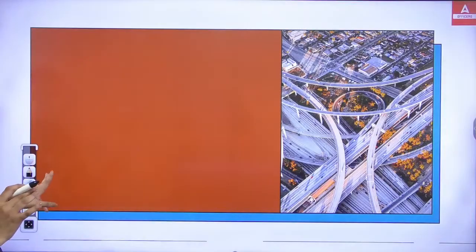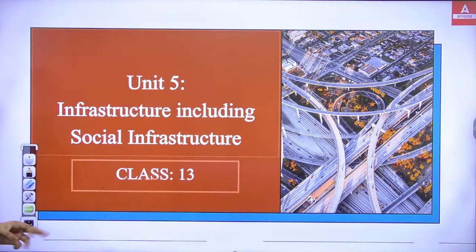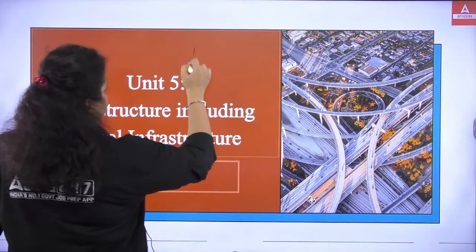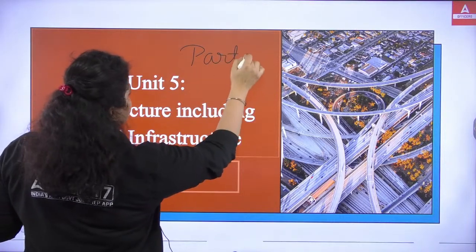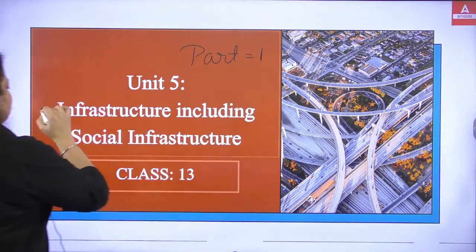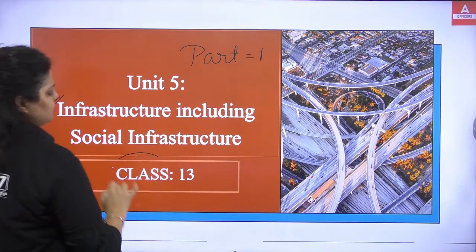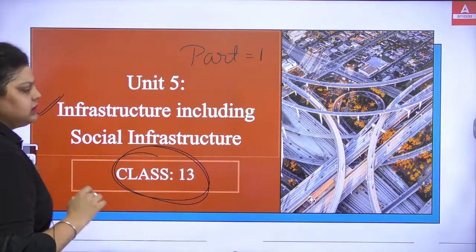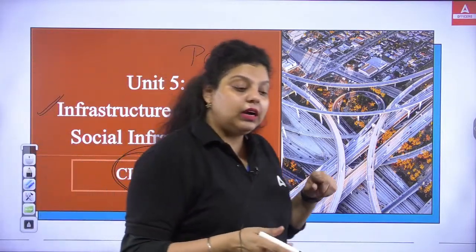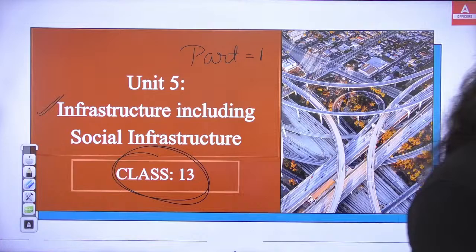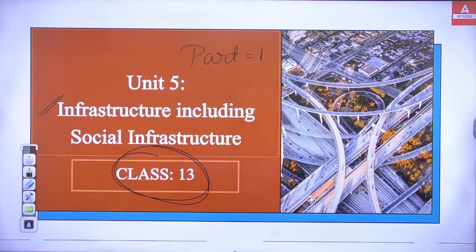Now let's start here. So this is our unit number 5, part 1. Okay, unit number 5, part 1 we are discussing. That is infrastructure, including social infrastructure. If we talk about the number of classes, this is the 13th class. So if you haven't watched the earlier 12 classes, then do make sure you check the recordings, which are available in the playlist of the Officers at 24/7 YouTube channel.